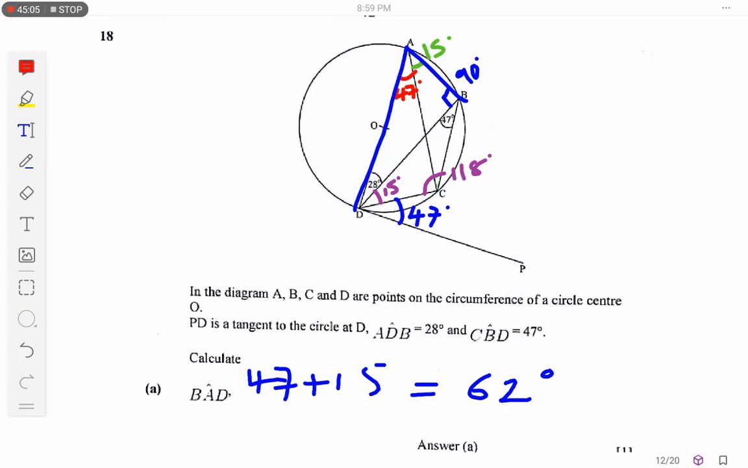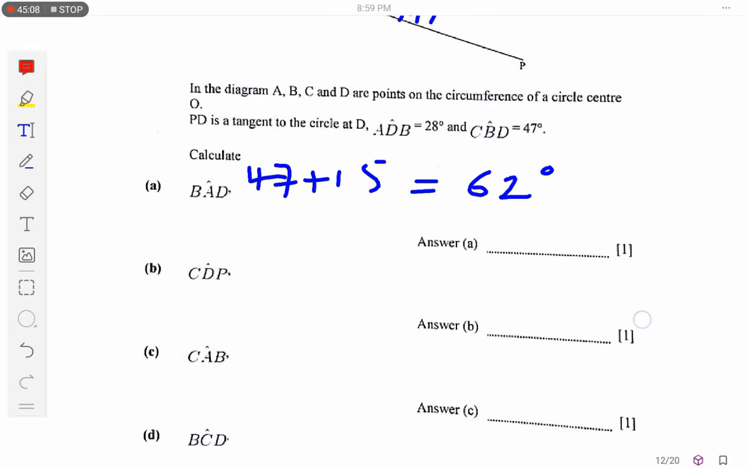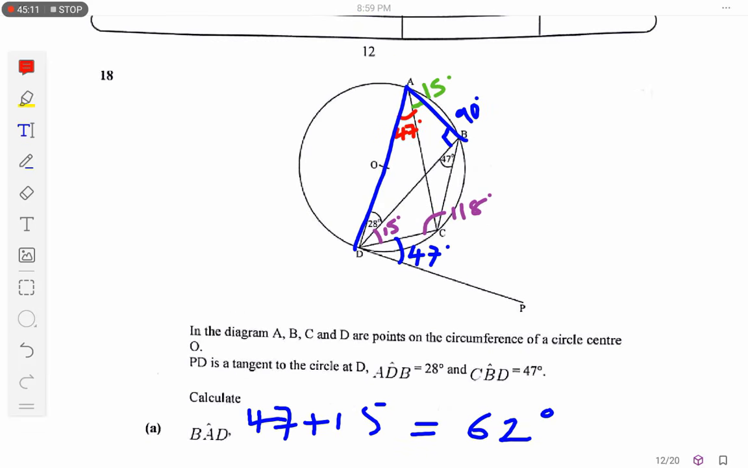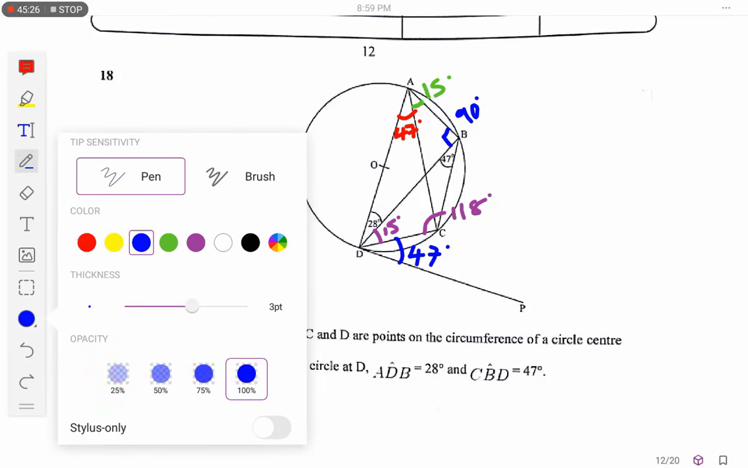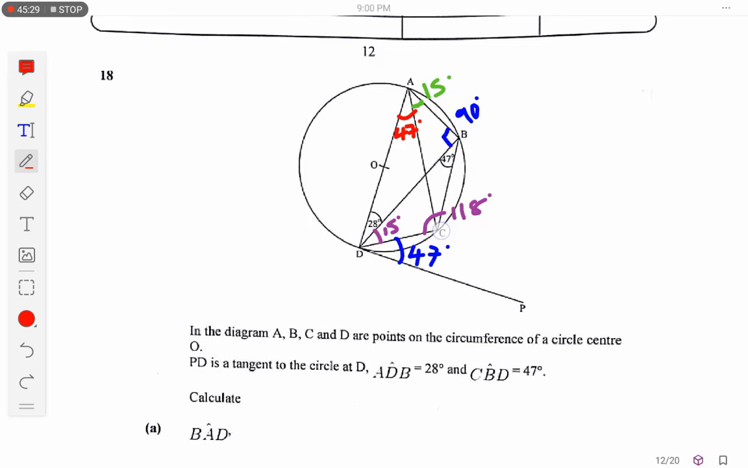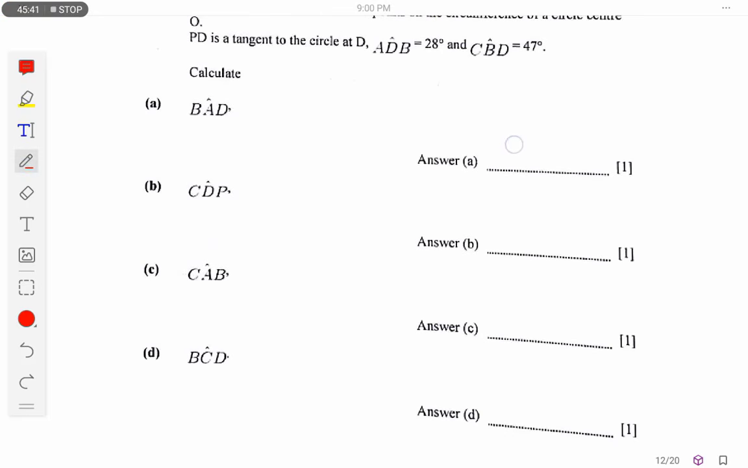So that's BAD. Then the next question is CDP. Let me just rub off this. CDP, where's our C? CD and P. That's the 47 there. Okay, fine. Let's find another one. The other angle that we can find. Here we said it's 62 degrees and here we said 47 degrees. Now we want to find CAB.